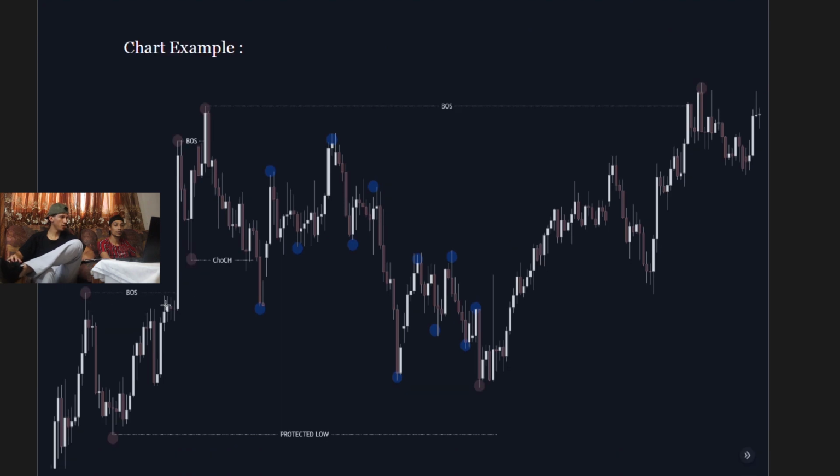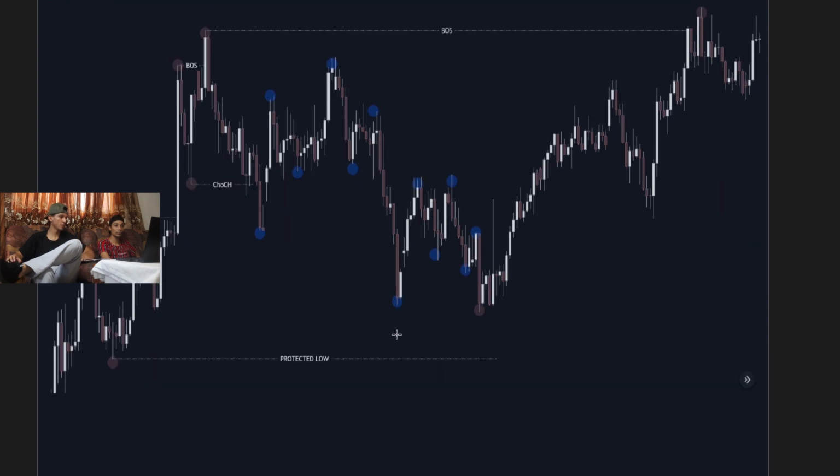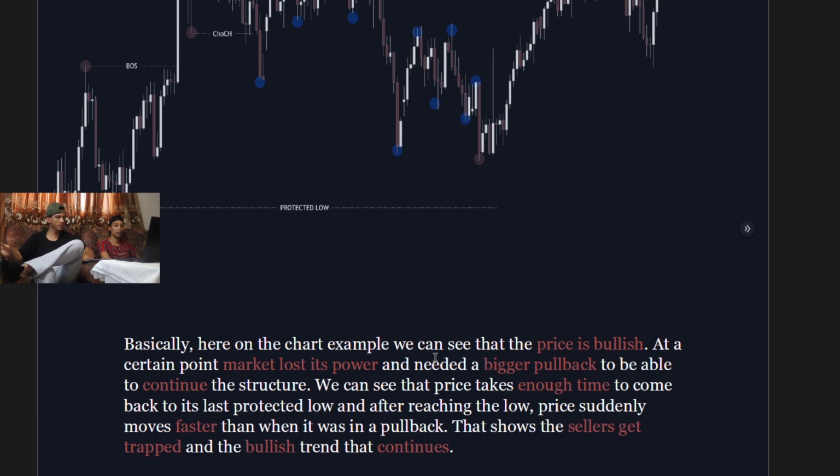As we can see here, we got a BOS, creates basically your BSA on top, and this is your protected low at the bottom. Here creates a complex pullback, basically having a lot of internal structures, creating higher highs, higher lows, basically come back to test its protected low. There's just a lot of more words.